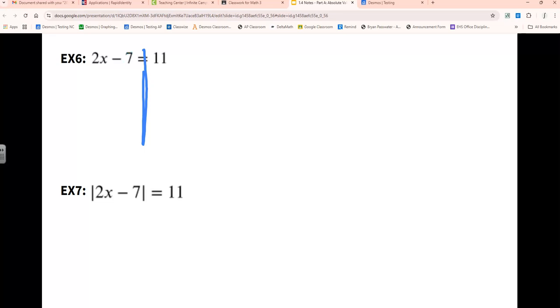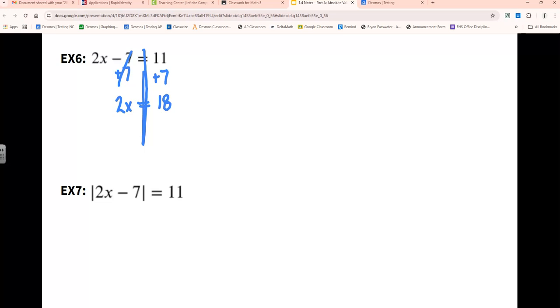So, Carson, what would I do first to solve that equation right there? I'm going to add that 7. Because you're trying to get that x by itself, you're going to start furthest away from it on that side, which is that 7. This is going to cancel out over here. I'll have a 2x, and then I'll get 18 over here.